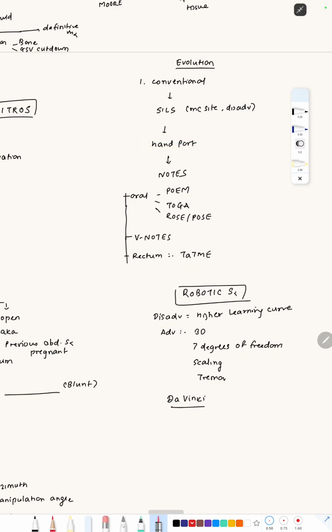Then hand port. In a hand port, there were 2 ports for the laparoscopic instruments and 1 port for the hand to go inside. This will increase the feel and tactile feedback for the surgeon, and also helps in better dissection.